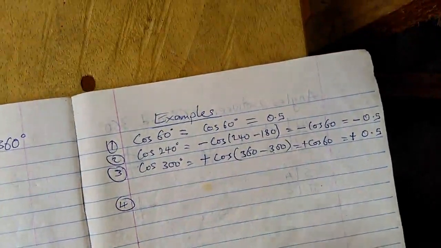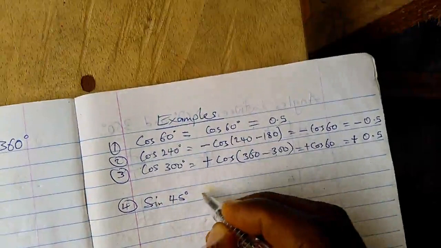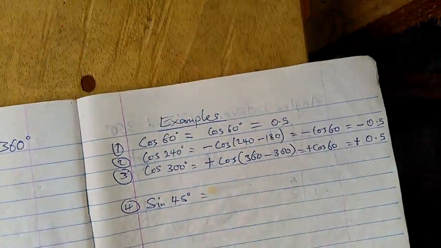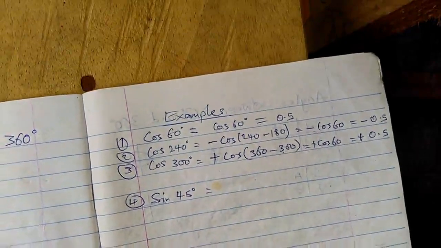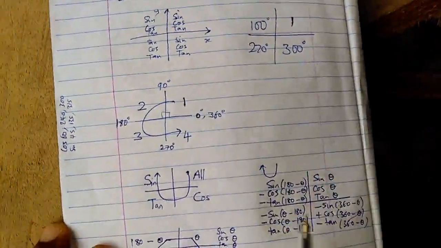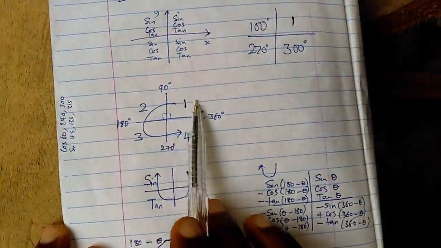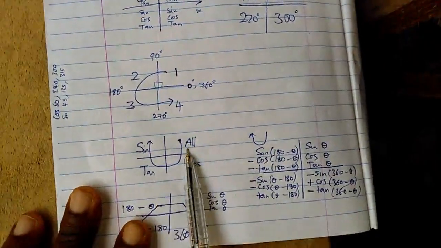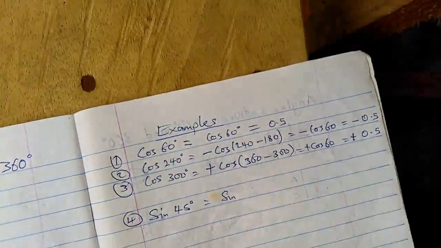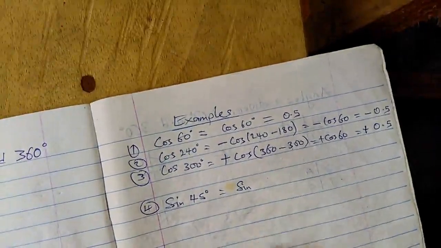So that's for that. Let's see another example. This time around, we are thinking about sine 45 degrees. Now you check it up. Which quadrant do we have 45 degrees? It's in between 0 and 90. It's within this gap. So it's in the first quadrant. In the first quadrant, any one of them is positive. So we still have plus sine. You can make it invisible.